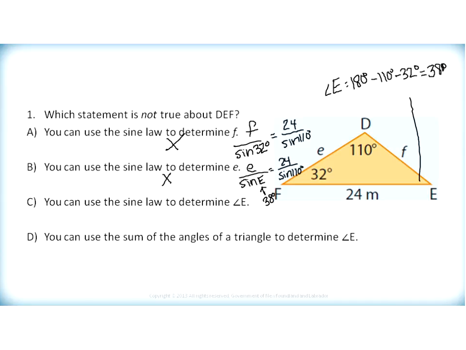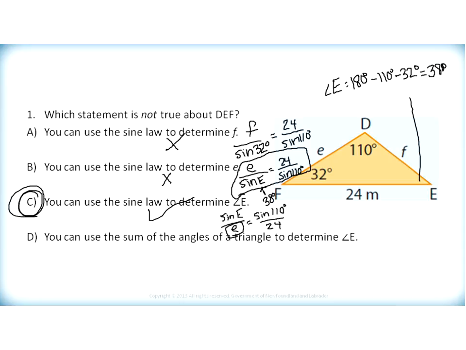Can I use the sine law to determine angle E? Well, once again, here is what I have. To get angle E, I can write sine E over little e is equal to sine 110 degrees over 24. But I don't know little e. In order to find sine E using the sine law, I need to know little e. And I don't. So this is not possible to do for triangle DEF. I cannot use the sine law to determine angle E. So this is not true. So this is my answer.